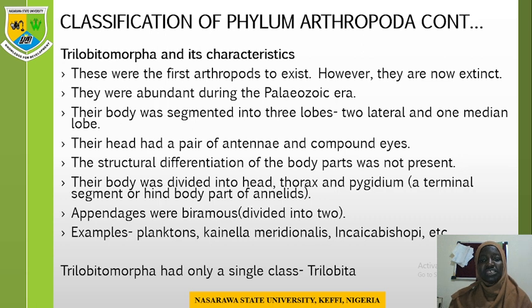The body is divided into head, thorax, and then the pygidium, which is a terminal segment or body part of annelids. Appendages are biramous, just as we stated, divided into 2 equal halves, or they are mostly bilaterally symmetrical. That's the general characteristic of the phylum Arthropoda. When we say biramous, each of these pair of appendages is attached to a segment, or one is the mirror image of the other. Examples are the plankton, Hutchinsoniella macracantha, and so on and so forth.